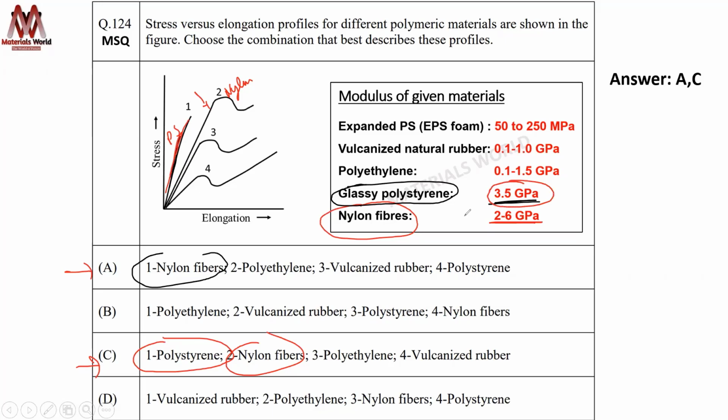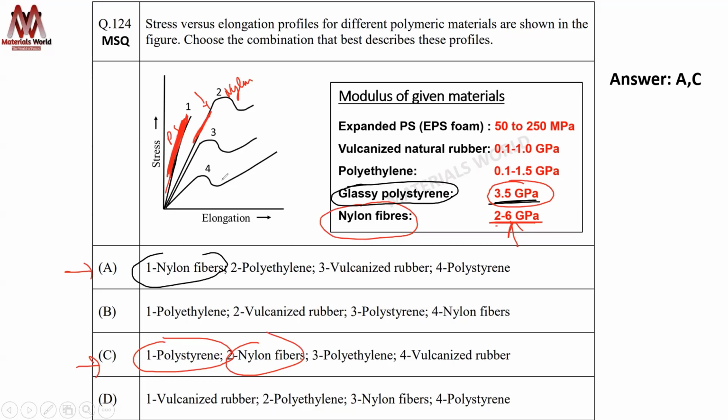I'm talking about glassy, and nylon fiber is 2 to 6. So in one case, your nylon could have 6 GPa. There are many types of nylon. I will show you different nylon fiber and their 6 GPa. In the 6 GPa case, nylon can be this one, which has higher slope, and 3.5 is lower. This could be polystyrene. Got my point?